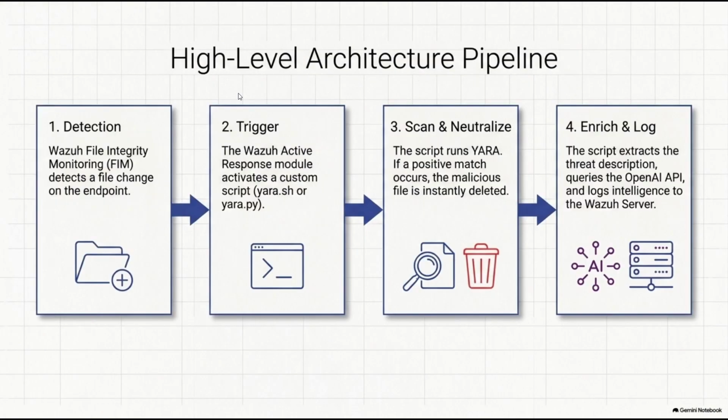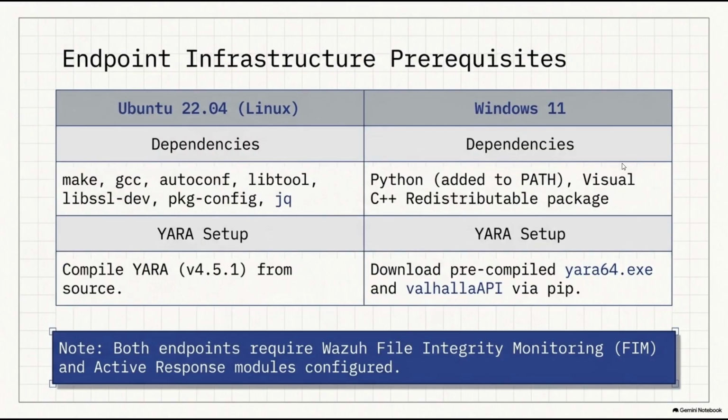The high-level architecture is as follows. Detection: Wazuh File Integrity Monitoring detects a file change on the endpoint. Then it triggers the Wazuh Active Response module, which activates a custom script, yara.sh. Then it will scan and neutralize the malicious file. The script runs Yara, and if a positive match occurs, the malicious file is instantly deleted. Then it sends the context to the LLM. The script extracts the detection threat descriptions, queries the OpenAI API, and logs the intelligence to the Wazuh server. This is the entire pipeline we are going to see in the live demo.